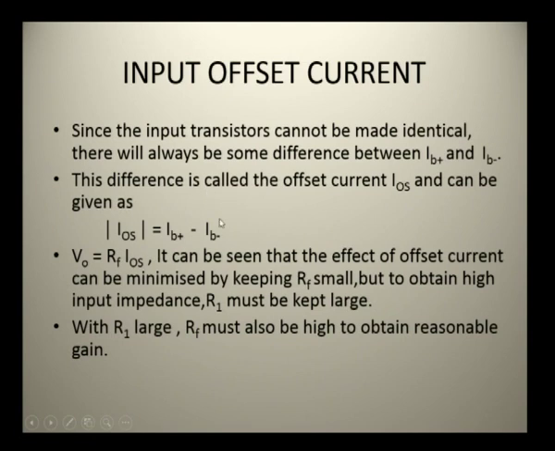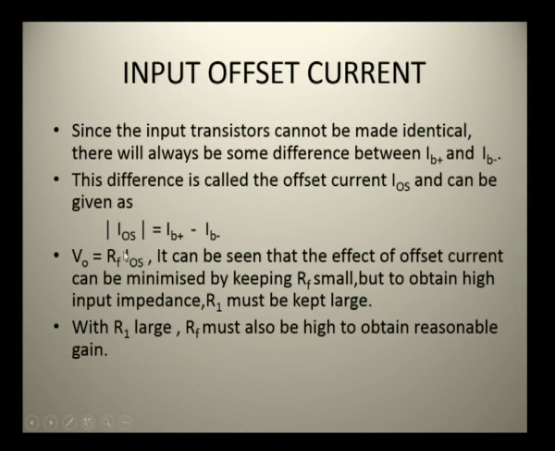Because of this input offset current also, we will have an output voltage of RF into IOS even though the input signal is 0. Ideally, if the input signal is 0, we have to get the output 0, but even though we have compensated the input bias current, we still have an output voltage because of this input offset current. So how can we nullify this? How can we reduce the voltage because of this input offset current?